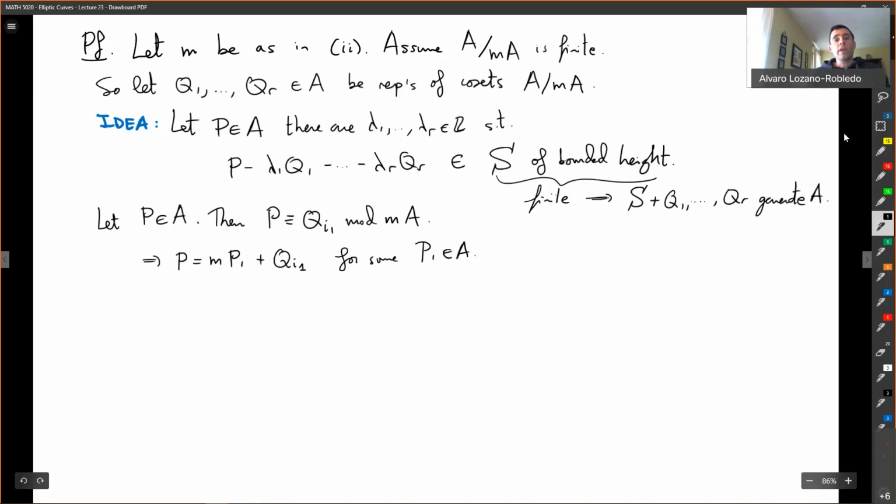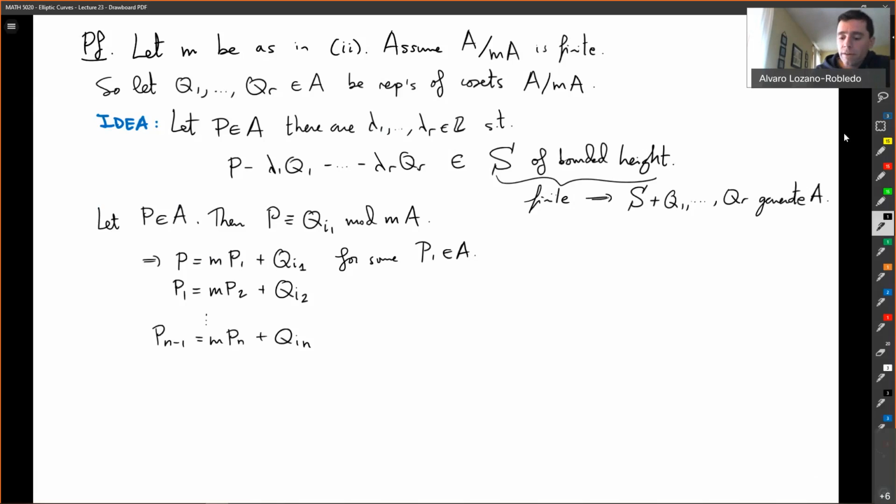All right. So now continue like this. Now do the same thing for P1. Then P1 is M times P2 plus the representative of P1 in the class mod M. And then P2 up to P n minus 1 will be M times Pn plus Qin. Okay, great.